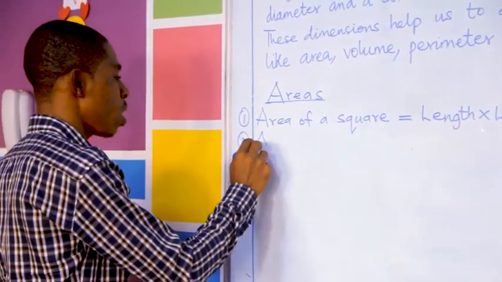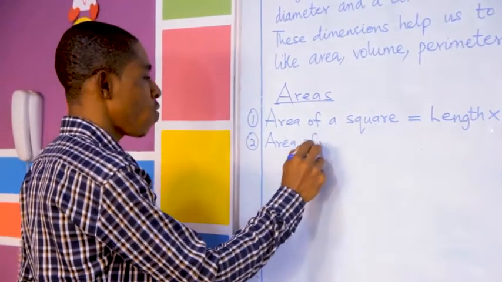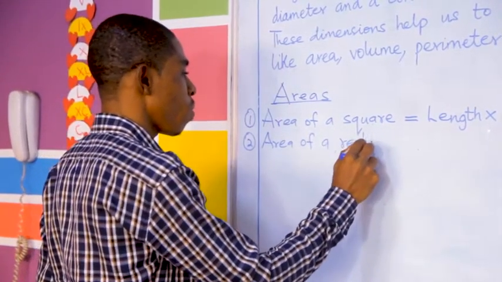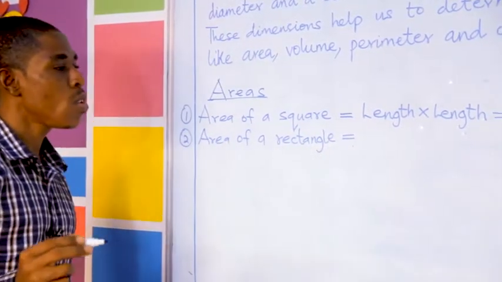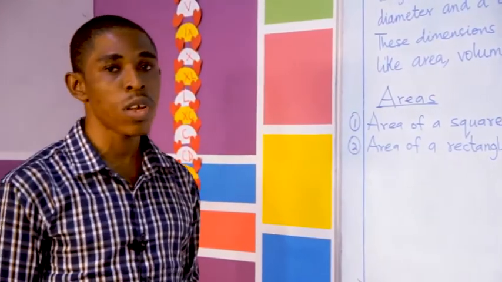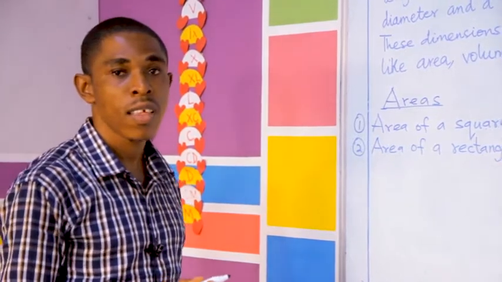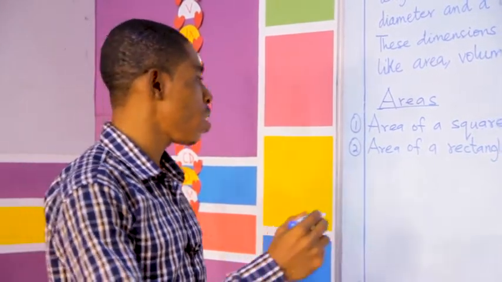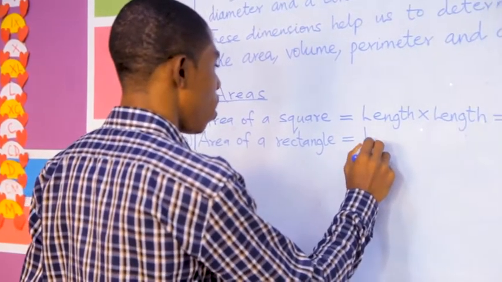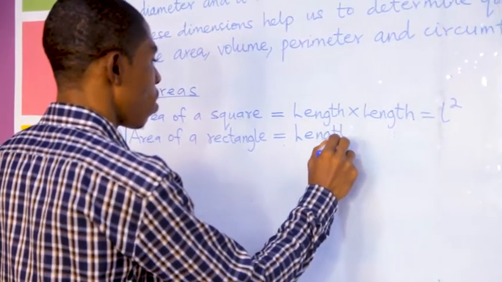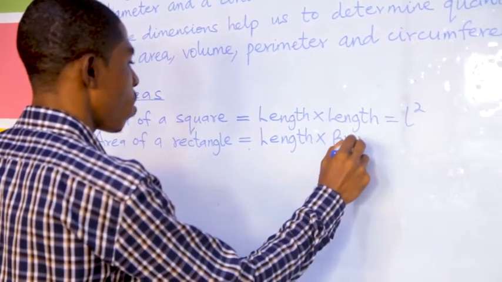Secondly, we look at the area of a rectangle. A rectangle has its opposite sides equal and parallel, so it has a length and it has a width or a breadth. So the area of a rectangle is given as length times breadth.